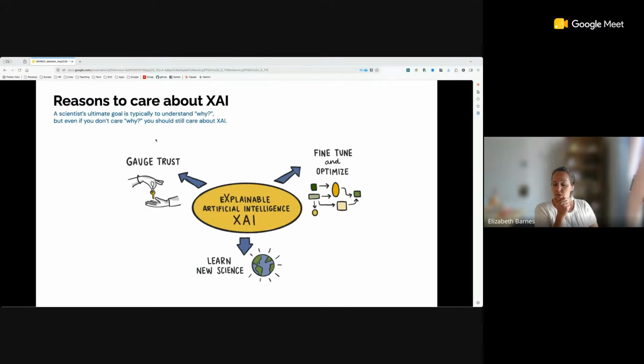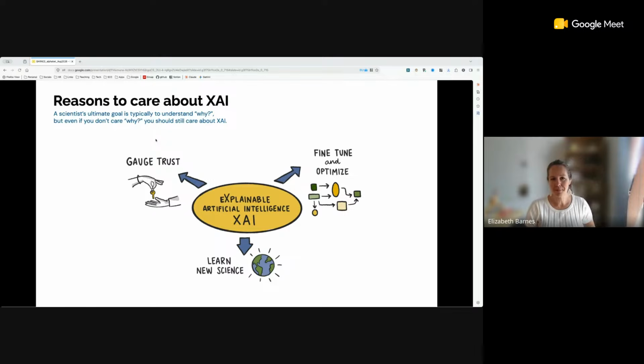My group does quite a bit of work in the area of explainable and interpretable AI. So why study this area at all? If you're a scientist, you're going to say, well, this is what we do. A scientist's goal is to understand why. Of course, we're going to ask that question. But I talk to enough people that are not scientists that I actually have to make this slide.